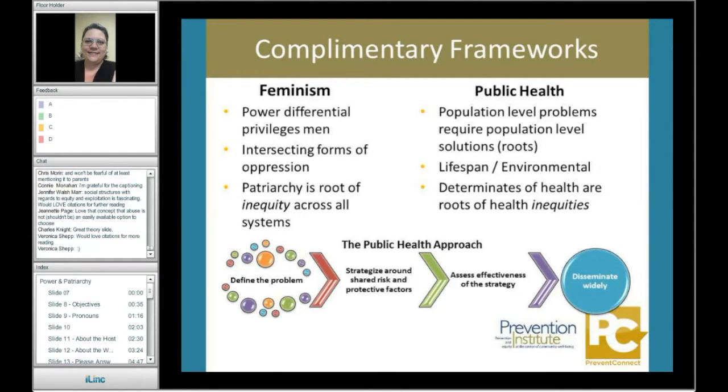So feminism gives us a social justice framework for critique and analysis, and the field of public health gives us a clear methodology. So the public health approach asks us to determine the problem, identify the risk and protective factors, assess those, and then disseminate the strategies widely. That's what that little graph on the bottom is, that 4-step public health approach. So this is what we used to determine what the barriers were to social inclusion in Bloomington, Indiana.